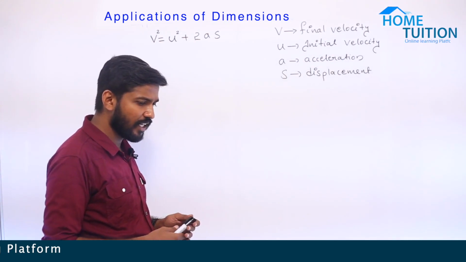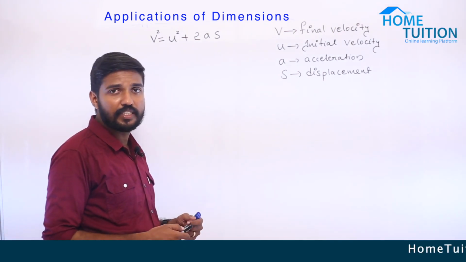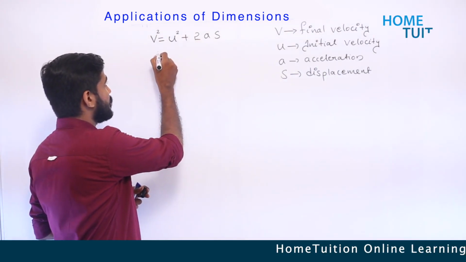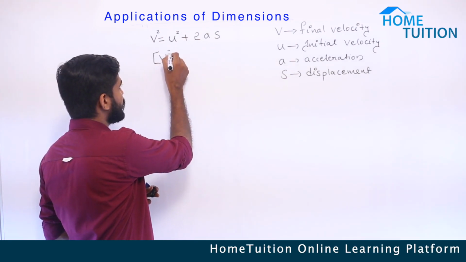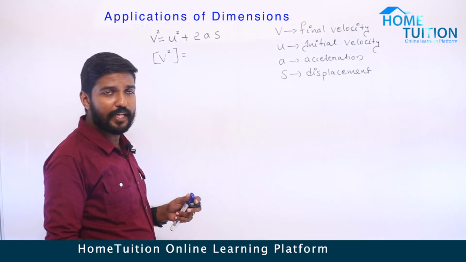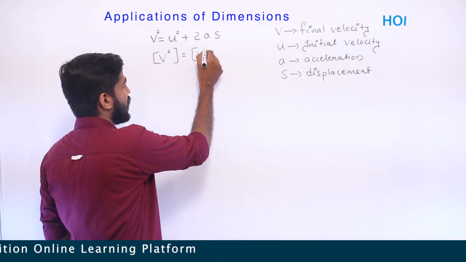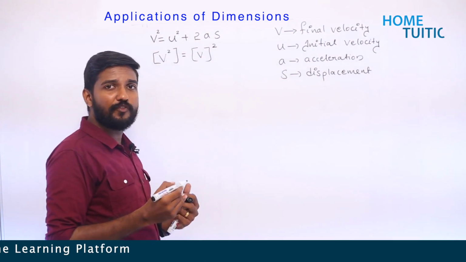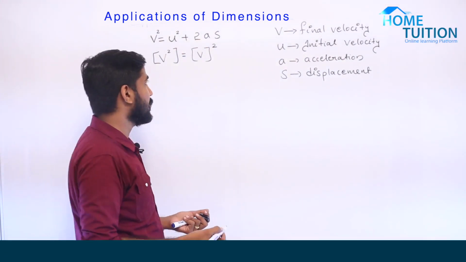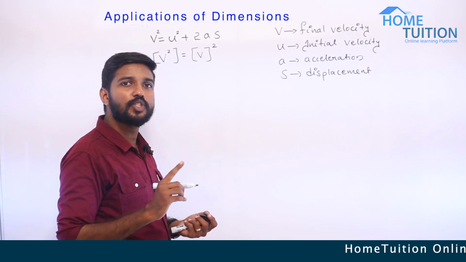Clear? Then first of all, take the terms. The first term is v square. So we have to find the dimension of v square. Dimension of v square is equal to dimension of v the whole square, simple. So what is the dimension of v? Velocity. It is L t raised to minus 1.